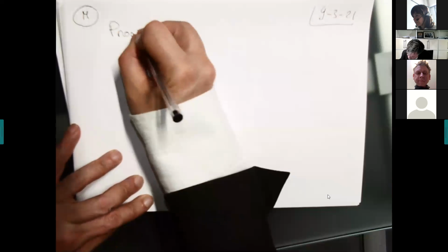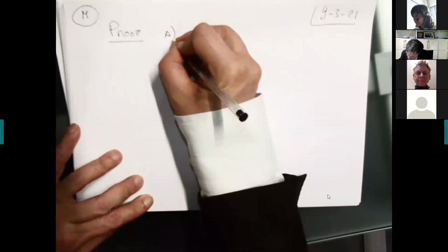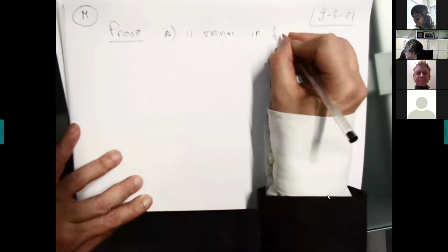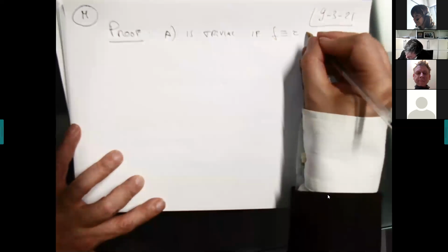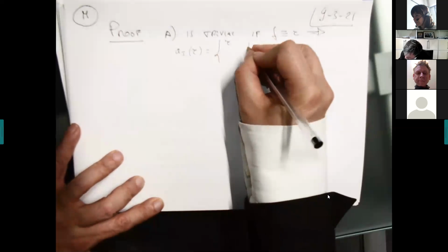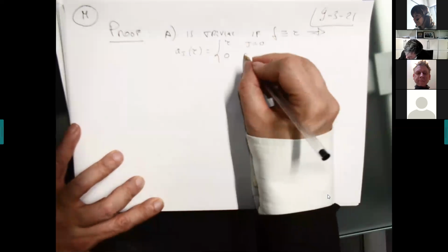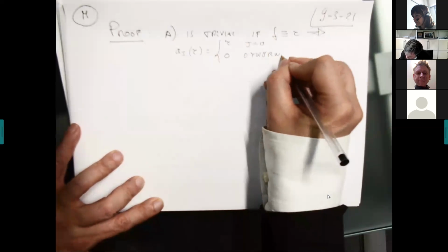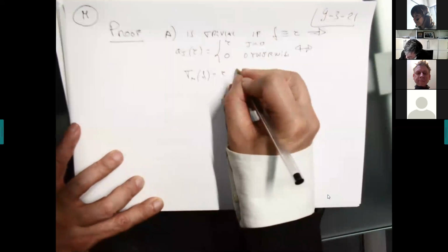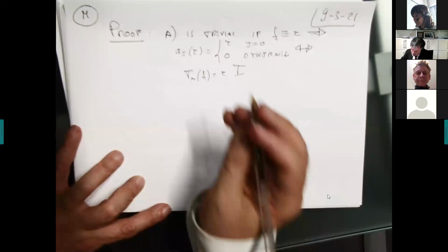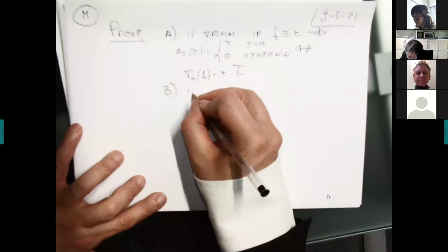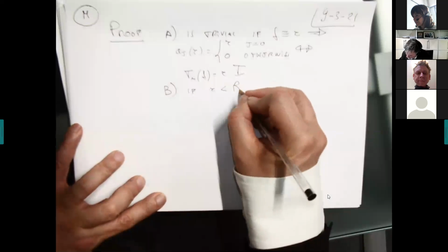Here is a proof. Case A is trivial. If f coincides with the small r, then a_j of r is equal to r for j equals 0 and 0 otherwise, which is equivalent to saying that T_n(f) is equal to r times the identity. Then there is nothing to prove. B. If small r is less than capital R.